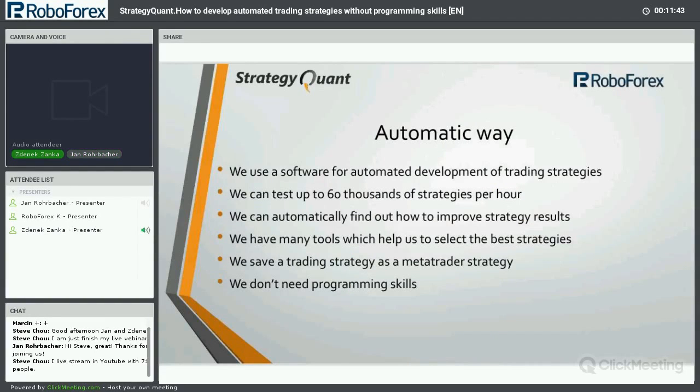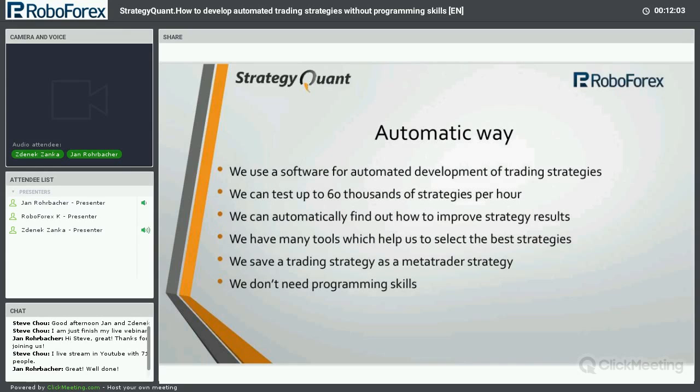So let's look at the automatic way. The automatic way is much better from my point of view, and I have used this way of strategy development since 2013, for almost 4 years, and I'm very satisfied with this method. So I can recommend it. In this method, we use software for automated development of trading strategies.